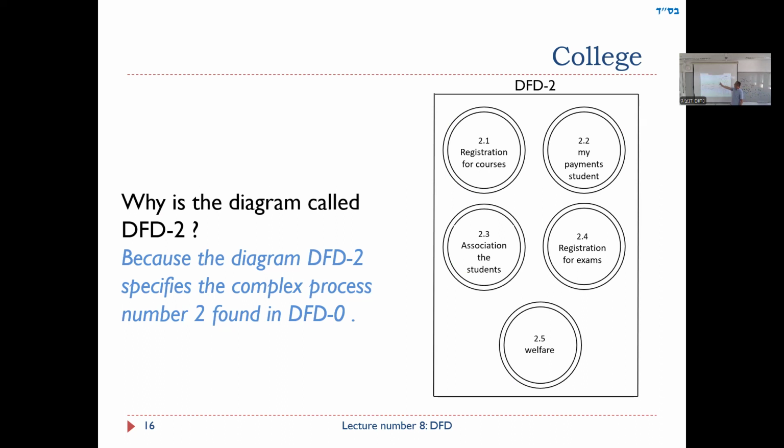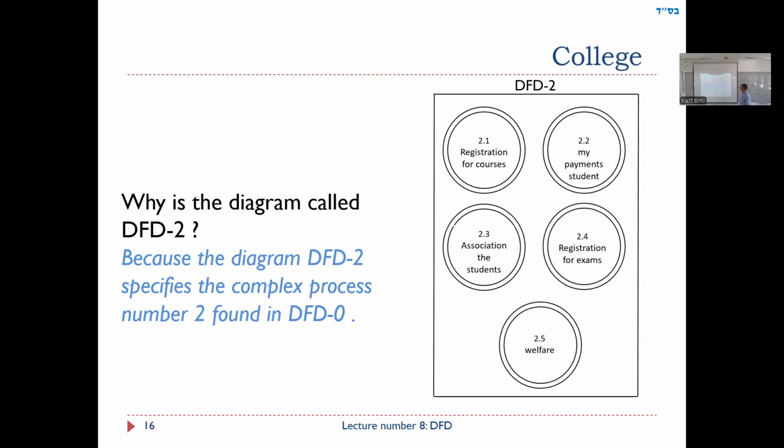And one is called registration for courses. Now, registration for courses obviously is complex because there are many steps to register for a course. And my payment student, I don't know. Association, these are bad translations. Association to students. Registration, student union, it means student union. Welfare, like loans, registration for exams.